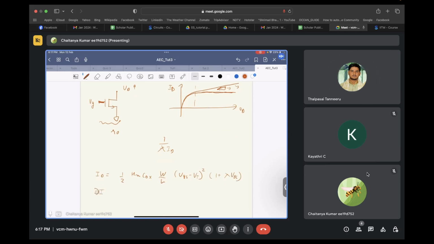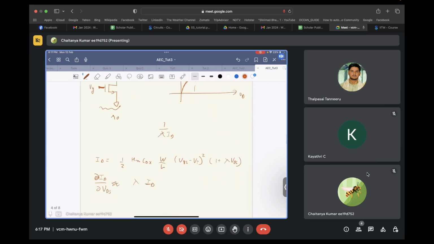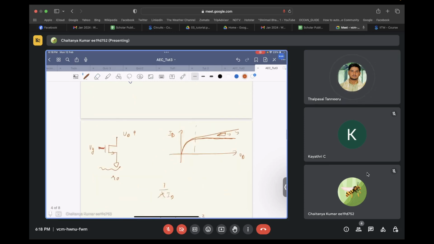Now, partial derivative of ID with respect to VDS, what will you get? Roughly lambda times ID. So this is equal to, what is this equal to? 1 by R naught. So the slope is equal to 1 by R naught. You understand?